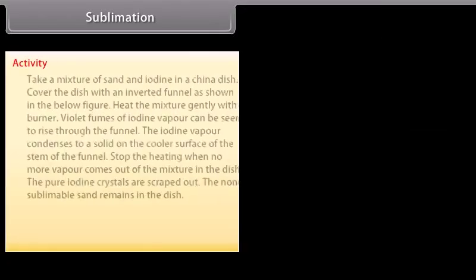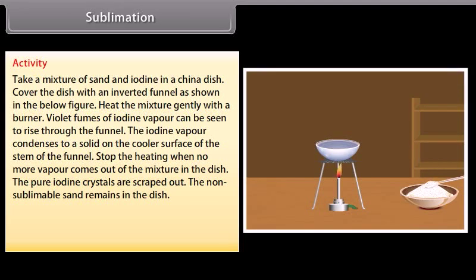Activity. Take a mixture of sand and iodine in a china dish. Cover the dish with an inverted funnel. Heat the mixture gently with a burner. Violet fumes of iodine vapor can be seen to rise through the funnel. The iodine vapor condenses to a solid on the cooler surface of the stem of the funnel.